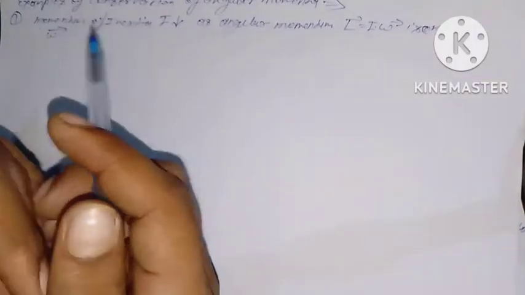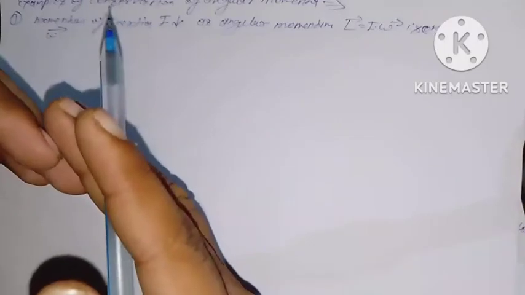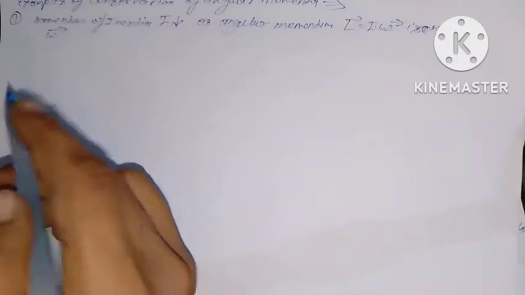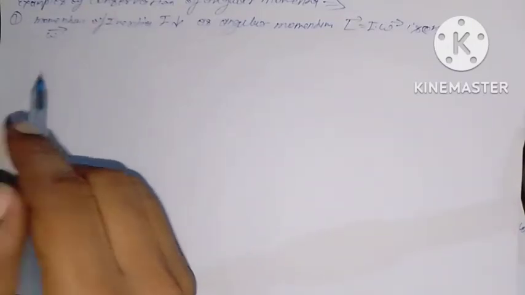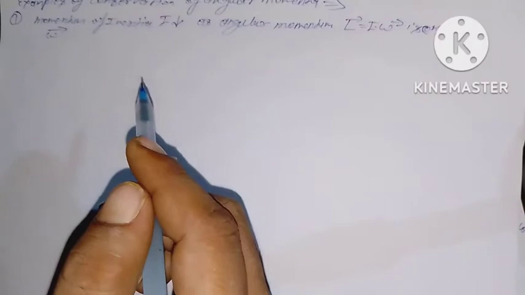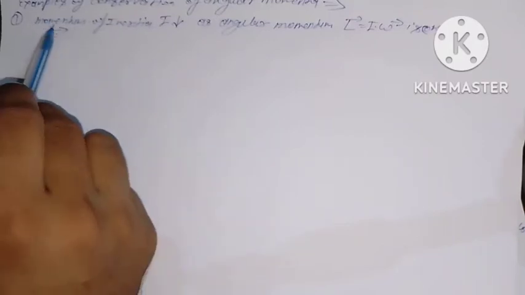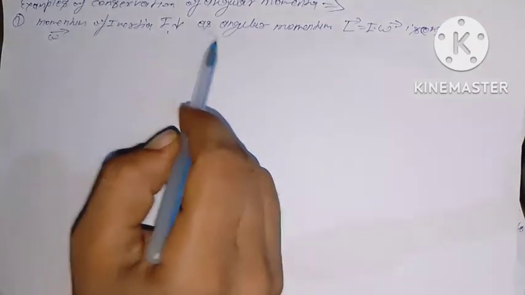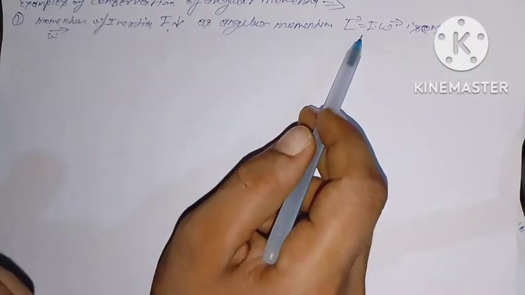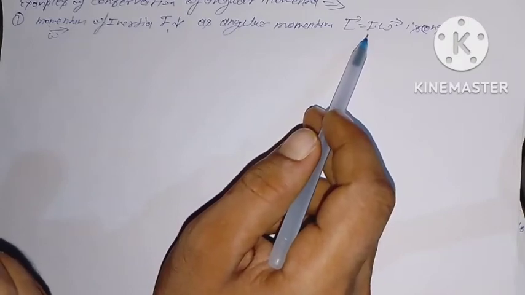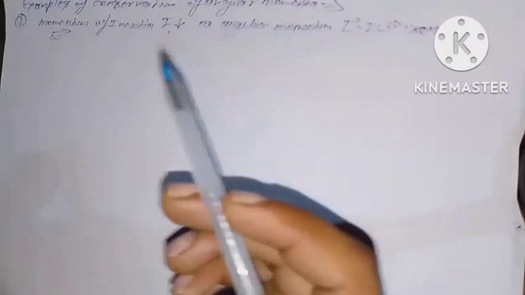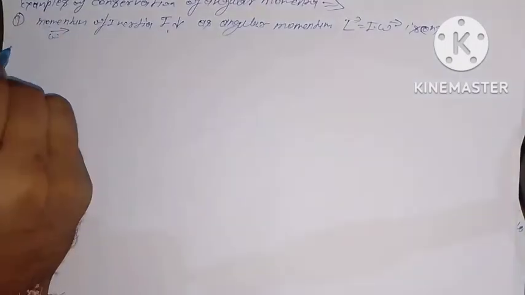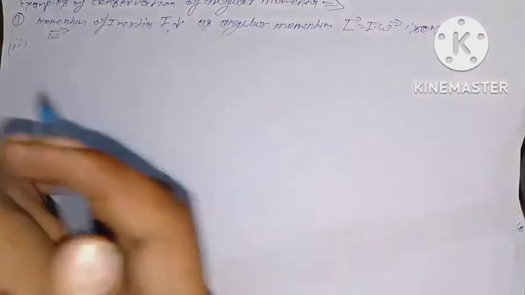increases. Suppose a person carrying heavy weight in his hands, stretched out, is standing on a rotating platform. When the person suddenly folds his arm, his moment of inertia I decreases. As angular momentum L equal to I omega is constant, the angular velocity omega of his body, which is the same as the angular velocity of the rotating platform, increases. Second example.